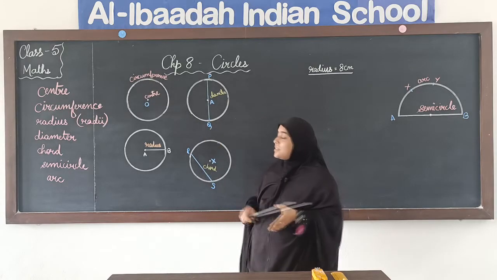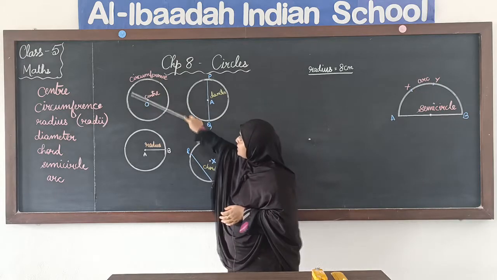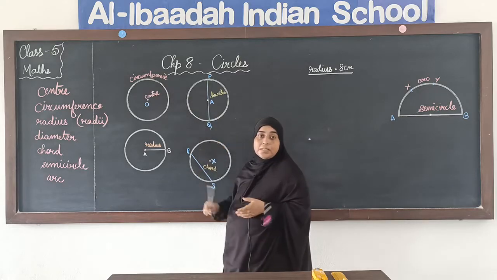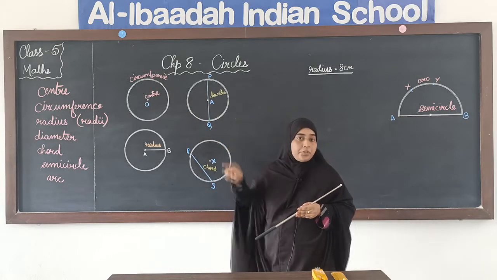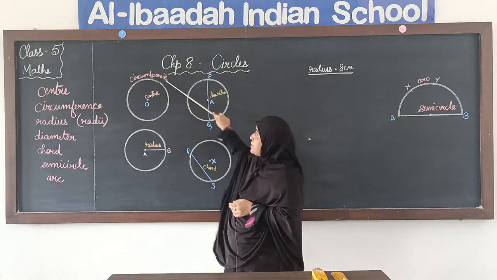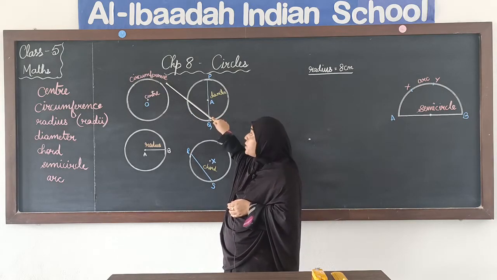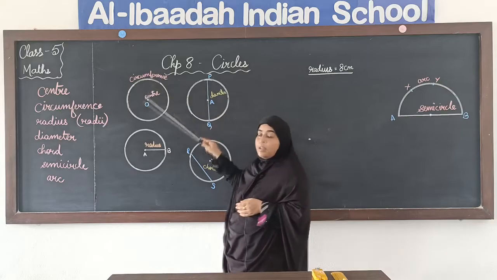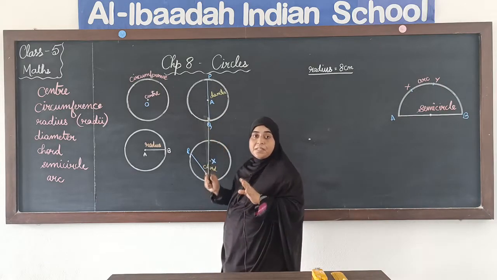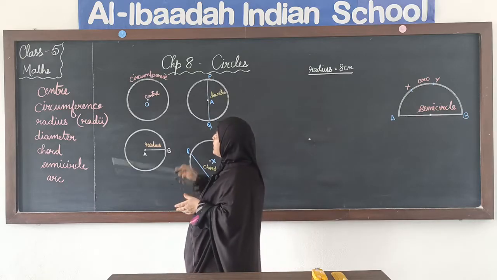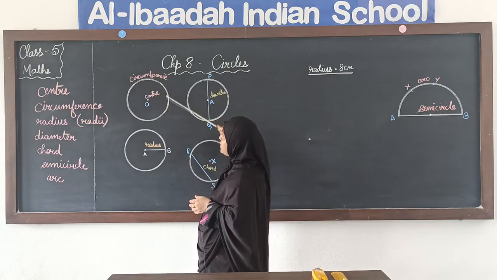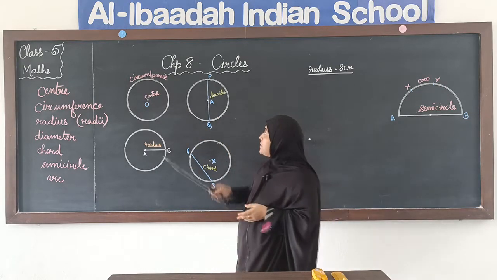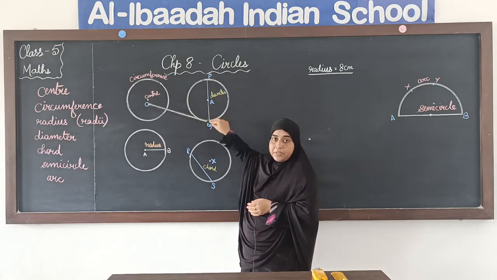Now what is the circumference? The boundary of the circle, or the outer line that you see, is called the circumference of the circle. Just remember the word, it is called circumference, okay, the boundary of the circle. Now this center will be at the same distance, we call it equidistant, like the distance between every point on the circumference and the center will be the same, okay. So this is the relation between center and circumference, fine.